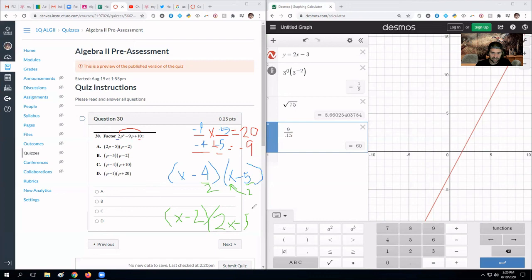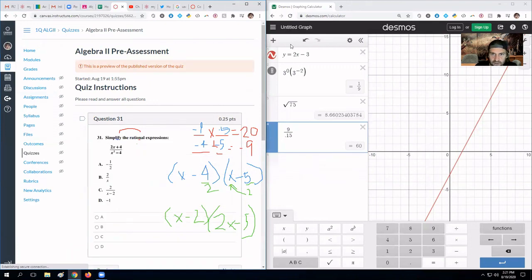All right, and we see which answer matches ours. Close enough. Actually, I use x's instead of p's. Common mistake I will do, but that one would be A. That does have the 2x minus 5 and the x minus 2. All right, 2 more questions to go.